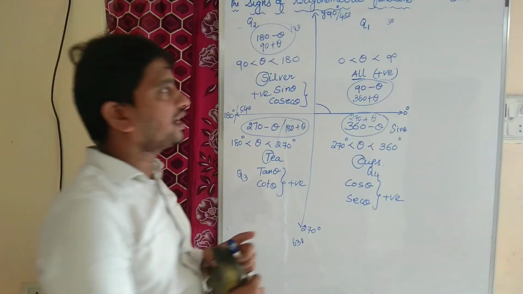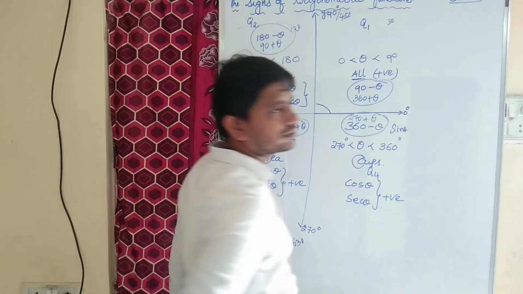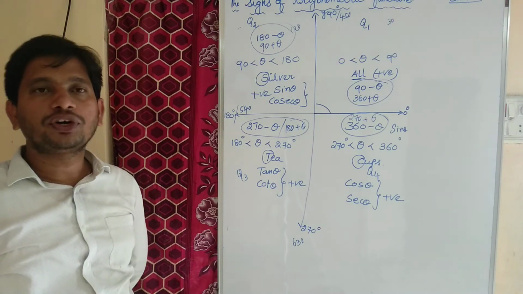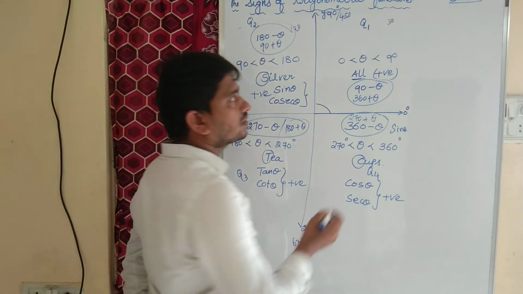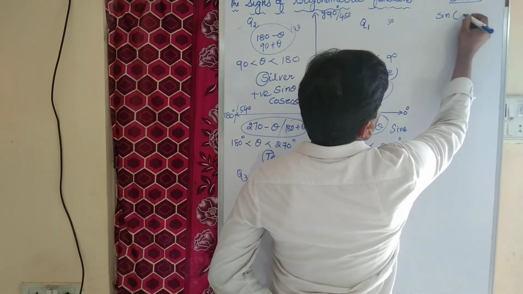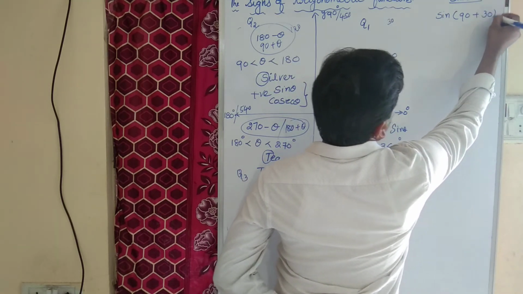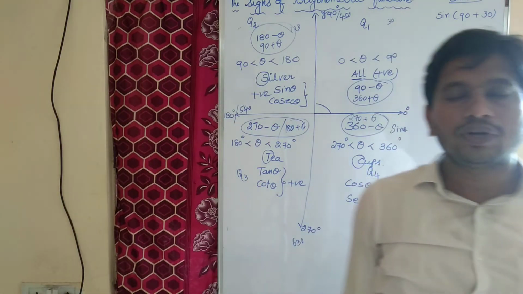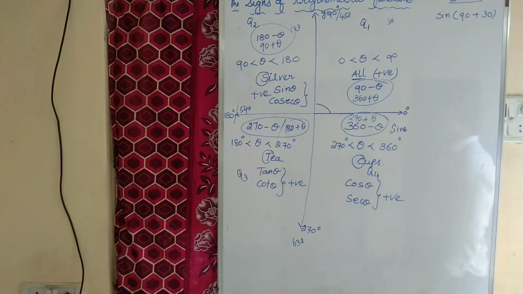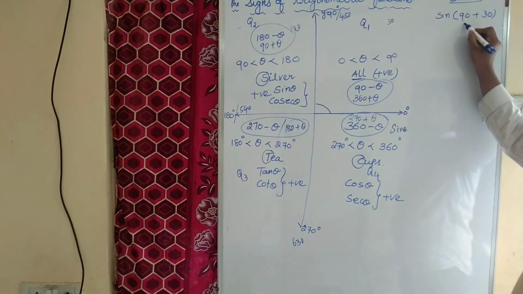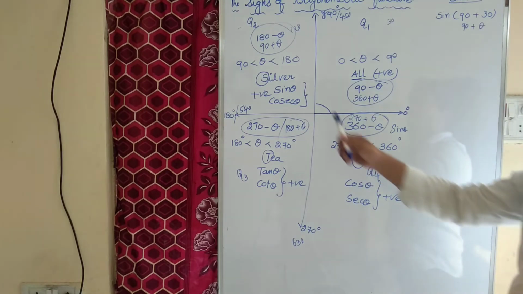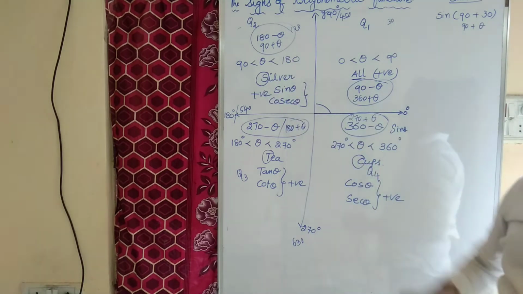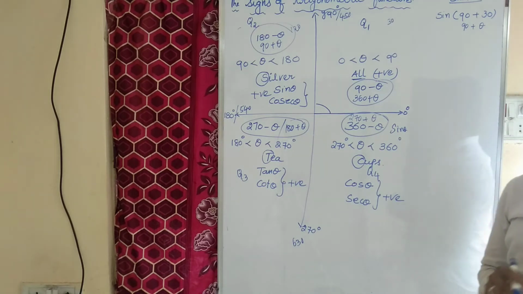My question is, can you find what is the value of sine 120? 120 is above 90. So 120 I can write as 90 plus 30. So 90 plus 30, which is in which coordinate? It is in the form of 90 plus theta. So 90 plus theta is nothing but the second coordinate.